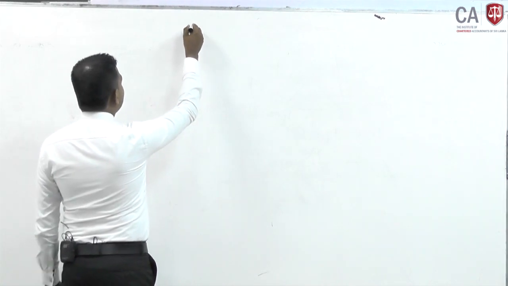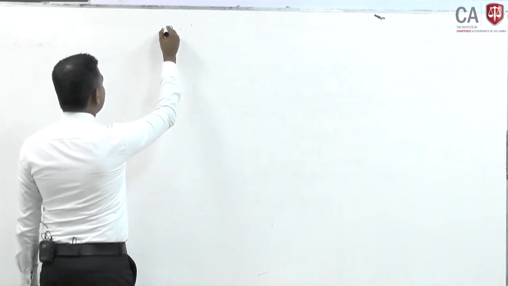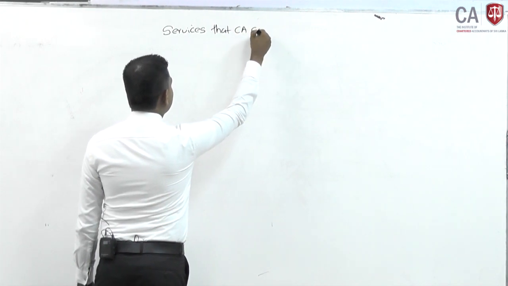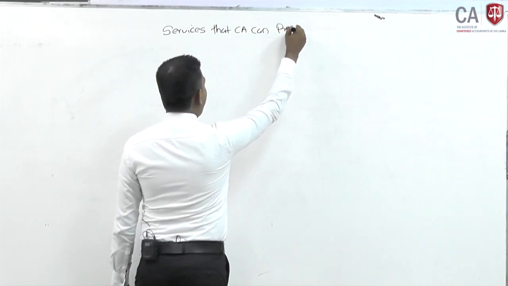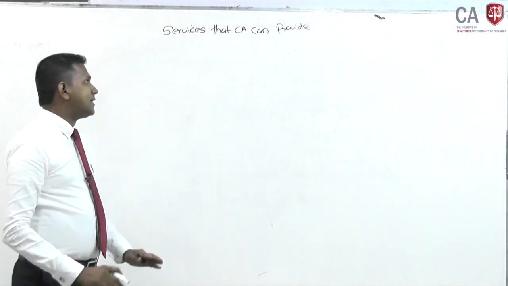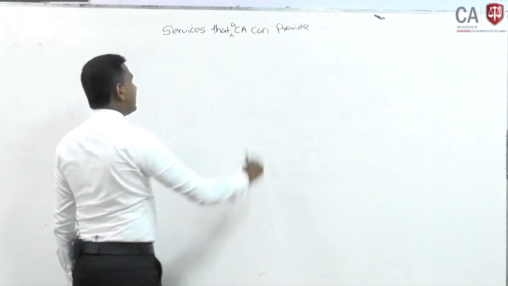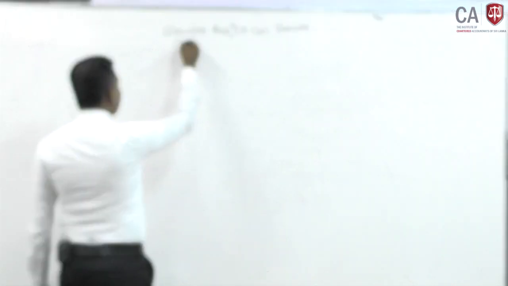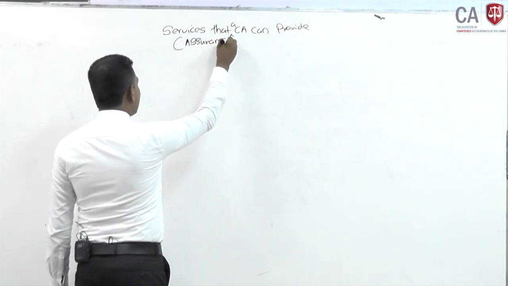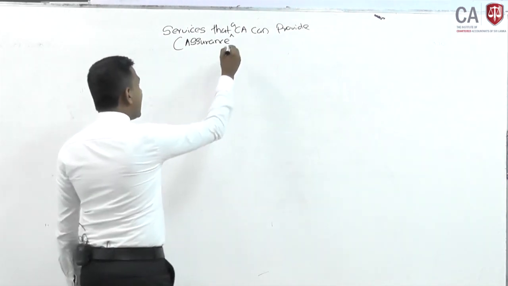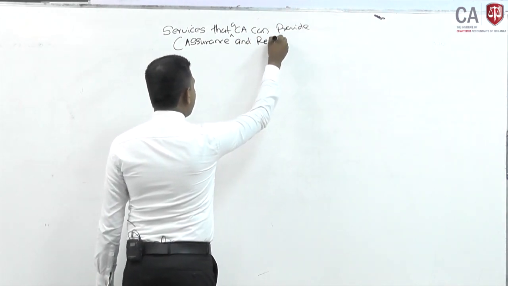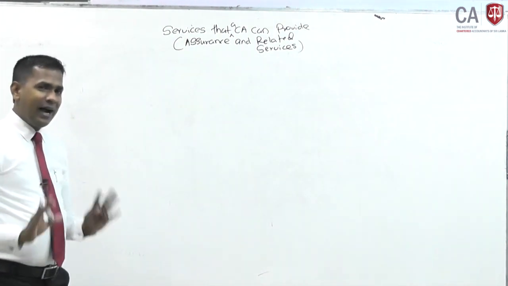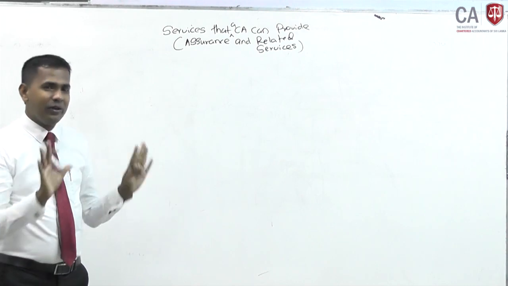So being a chartered accountant, I'm going to say that services that a chartered accountant can provide. So that is our heading, right? The services that a chartered accountant can provide. This can be differently interpreted in different names. So it will be like assurance, the heading of your section, assurance and related services, right? By the end of this diagram, you need to be aware, you should be able to understand what is the meaning of assurance, related services and all that, right?